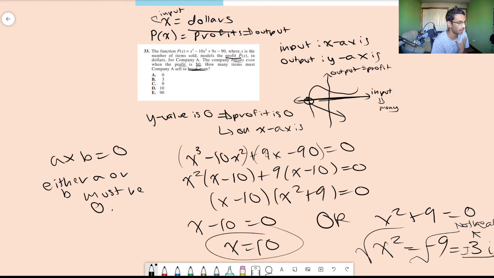So if you have $10 and you put it into this function, that means the profit, or the output, is 0. So the answer is D.